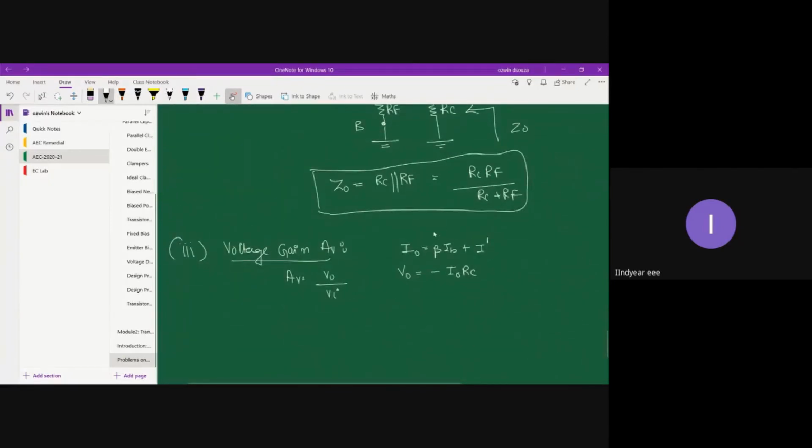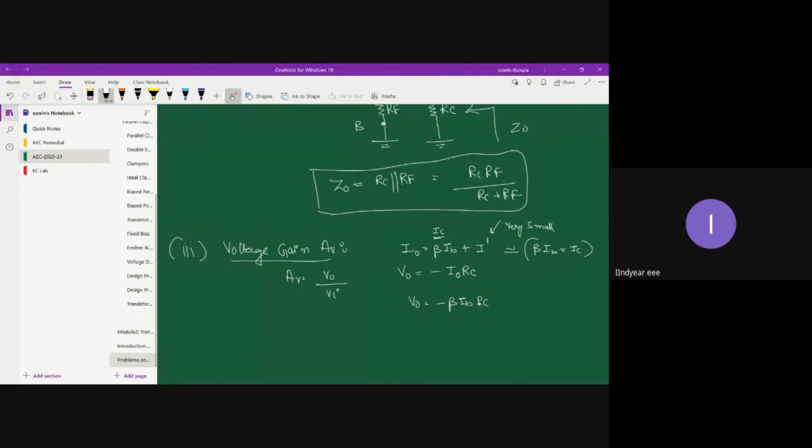So this is IC, and IC is beta IB. Approximately you can write I0 as beta IB, which is IC, because I dash is very small. I hope you remember this particular thing from when I explained it while calculating Zi. So that's your V0. You can write V0 is equal to minus I0 into RC, so I0 is basically beta IB, and it is negative beta IB into RC.